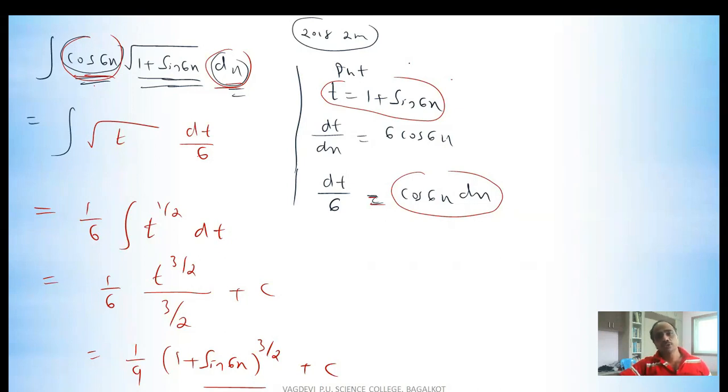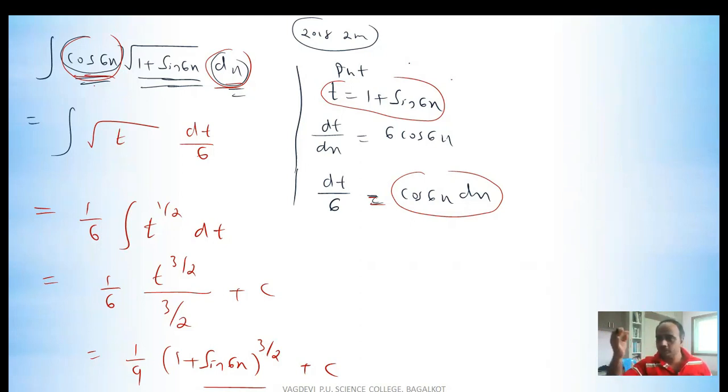Integration is the reverse process of differentiation, but the techniques you have to learn in a different way, because you cannot apply formulas like in differentiation here. Everything you have to reduce. So if you ask me what is the main technique in integration, it is reducing the integrand to the standard form.